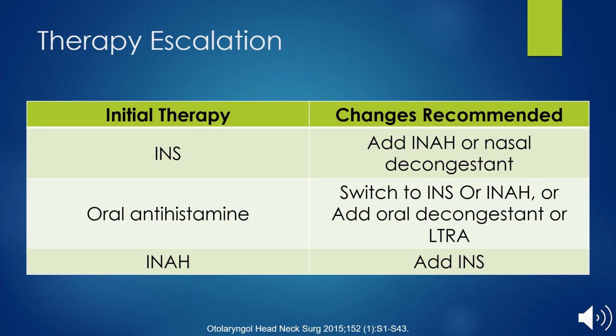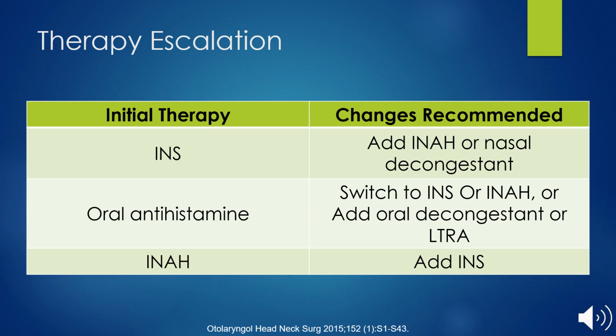And this slide here gives you an idea of some considerations you may want to make as you're considering therapy escalation. So if your initial therapy is not enough and you need to add something else onto it or make a switch, this would be a good reference for you to use. So if you're starting with an intranasal steroid and they're still having symptoms and are requesting something else, you may want to recommend adding an intranasal antihistamine or a nasal decongestant depending on what their symptoms are. Likewise, if you start them out on an oral antihistamine, you may want to switch them to an intranasal steroid or an intranasal antihistamine, or you could consider adding an oral decongestant or a leukotriene receptor antagonist.